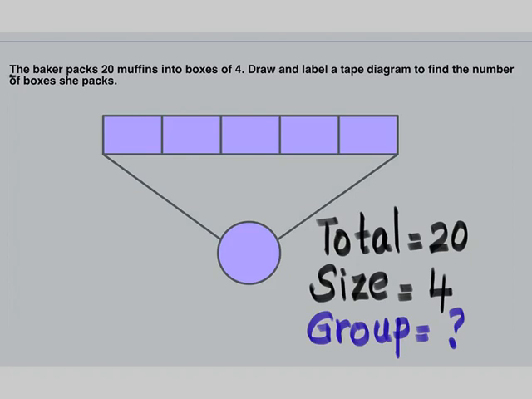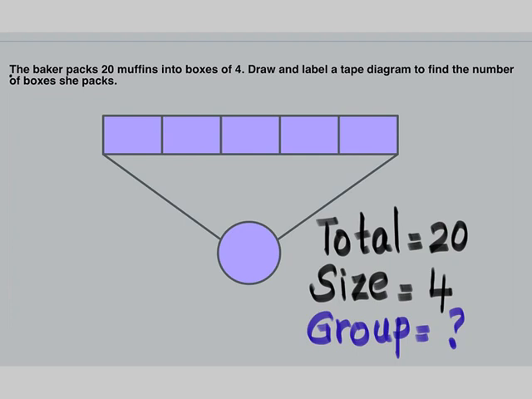The question is, the baker packs 20 muffins into boxes of 4. Draw and label a tape diagram to find the number of boxes she packs. To solve this problem, we should draw a tape diagram, and there should be a number sentence, and finally it needs a statement.